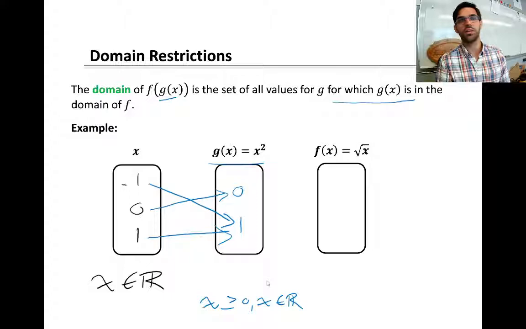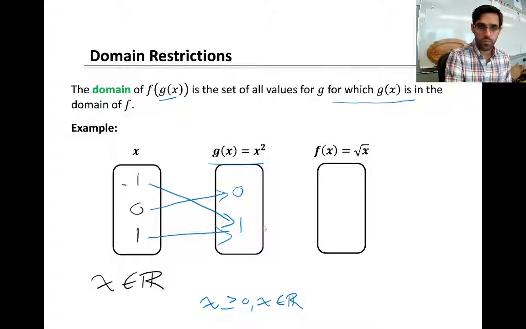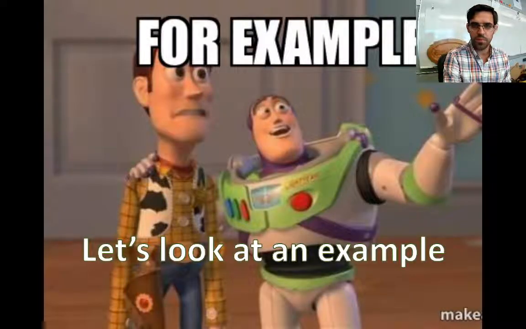But now the range of g would be the domain of f of g of x. So whereas maybe I can put anything in for x, f of g of x is limited to just non-negative numbers. Plus all the domain restrictions that are inherent with whatever f is anyways. But that's that. More food for thought.